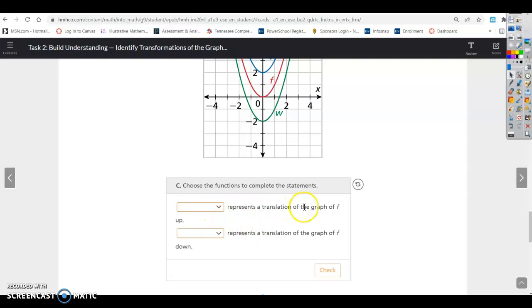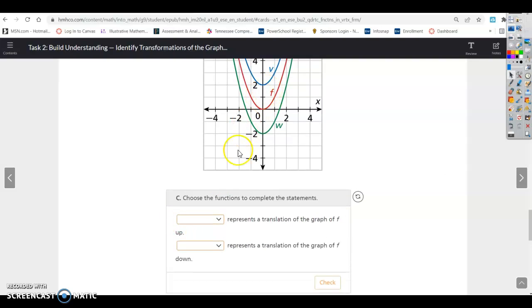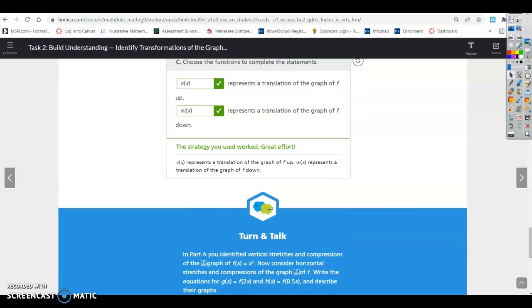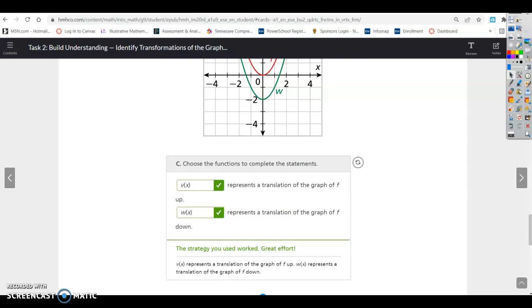Blank represents the translation of the graph up. Up is our v graph. And blank represents going down, and that would be our w. All right, that's all for task 2. If you have any questions, let me know.